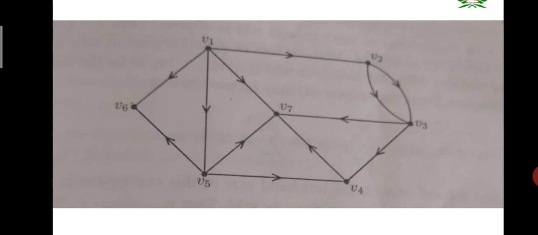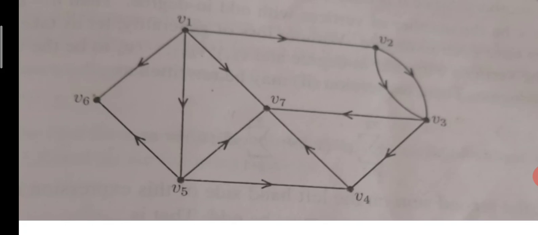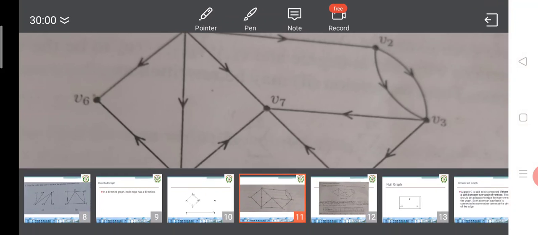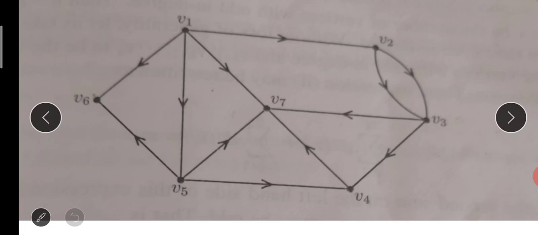What about V3? What is the in degree of V3 and out degree of V3? Carefully listen. In degree is nothing but how many edges are incoming. One edge is going to V3, and this one edge is going to V3. So in degree of V3 is 2. What is the out degree of V3? How many edges are going from V3? This one edge and this one edge are going from V3. So out degree of V3 is 2. In degree is also 2, and out degree is also 2 for V3.